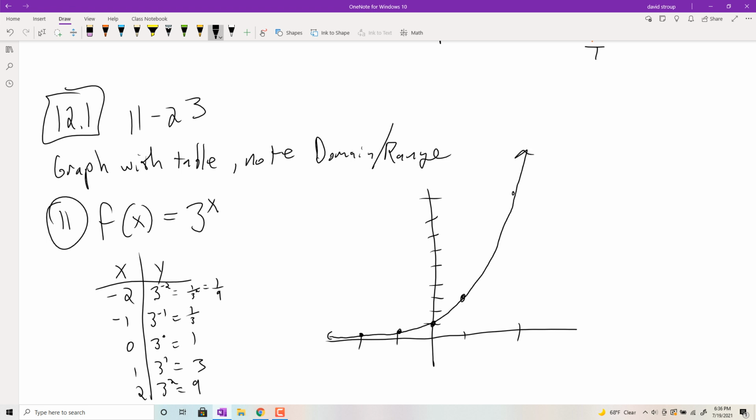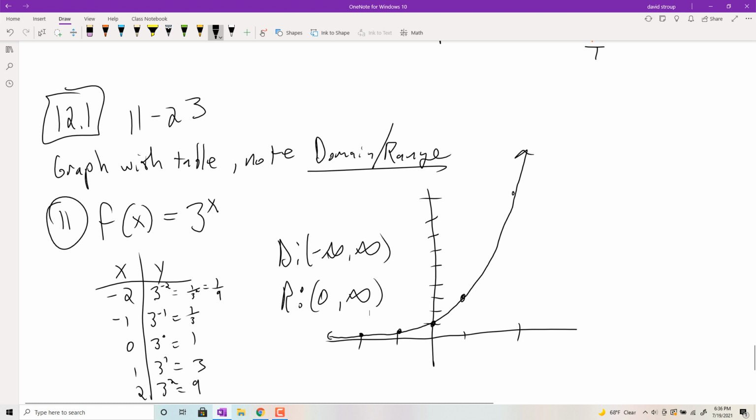Okay. Then you have to identify the domain and range. So the domain is always the same, -infinity to infinity. And then the range will be everything greater than 0. So 0 to infinity. Okay.